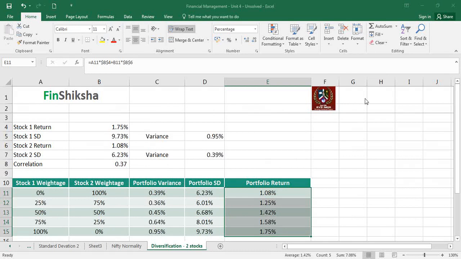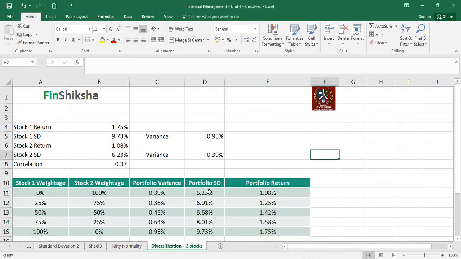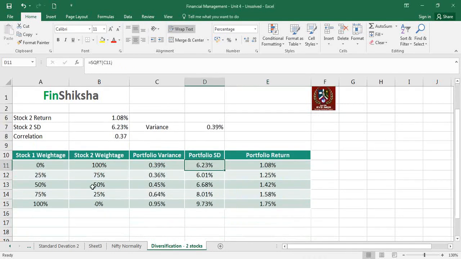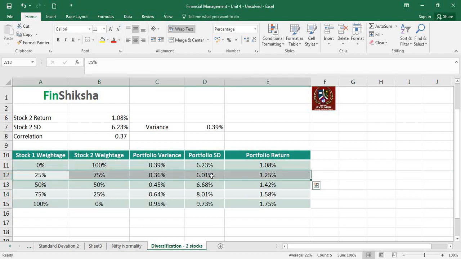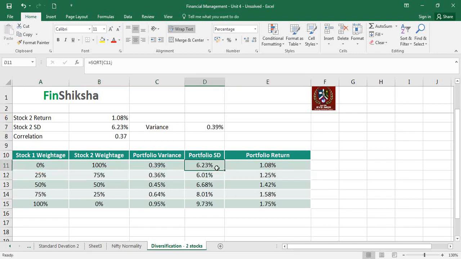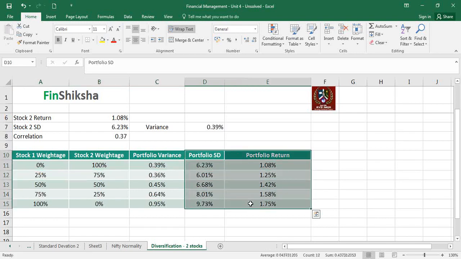Now let's see this in more detail. What we have here is that we find that as we increase the weightage of stock 1, at some point the portfolio variance goes down and then it again starts going up, right? So there must be a particular weightage of the two stocks where we are minimizing the risk, right? Let's actually plot these two on a curve.